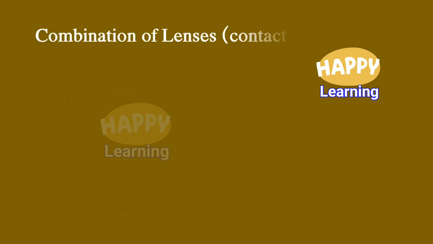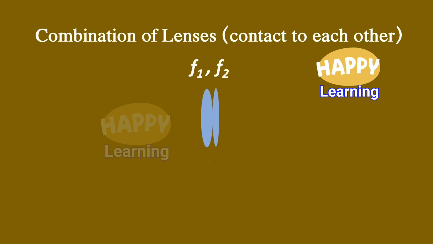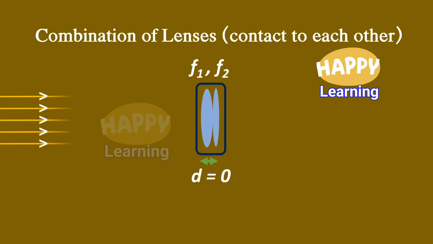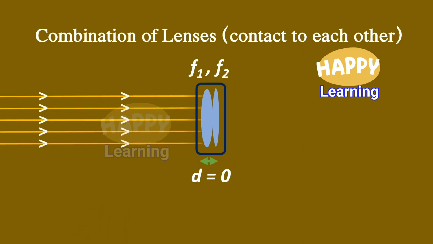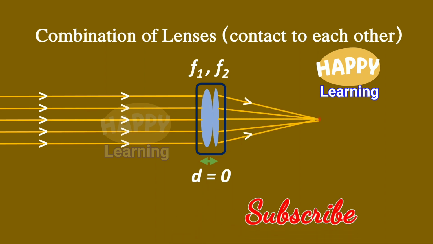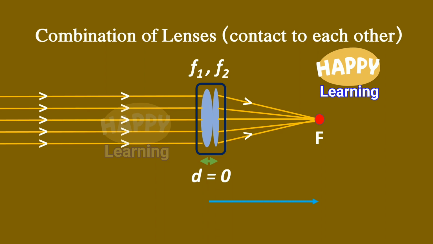Combination of lenses, they are touching each other. A lens of focal length f1 and another lens of focal length f2 are in contact with each other. Through this combination, a parallel beam of rays is passed. They are converged to a point called focus. The distance from the combination to this focus is the focal length and is denoted by f effective.